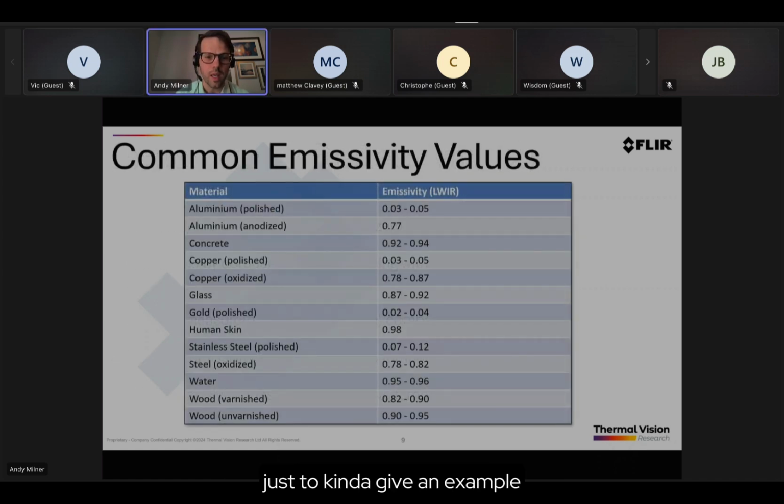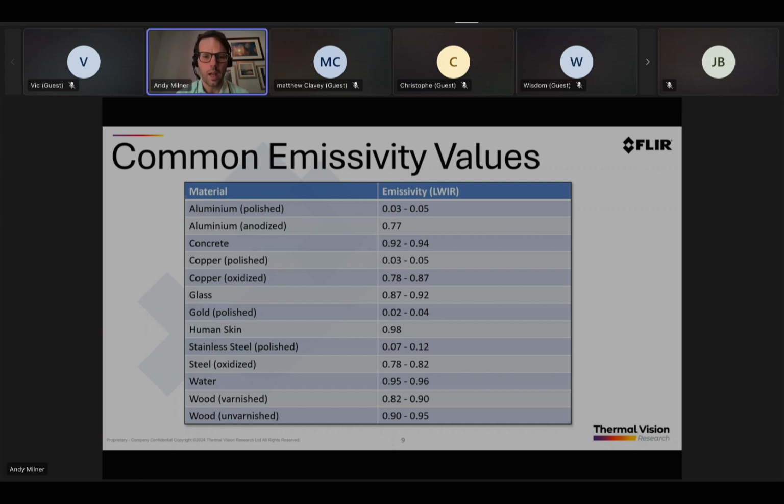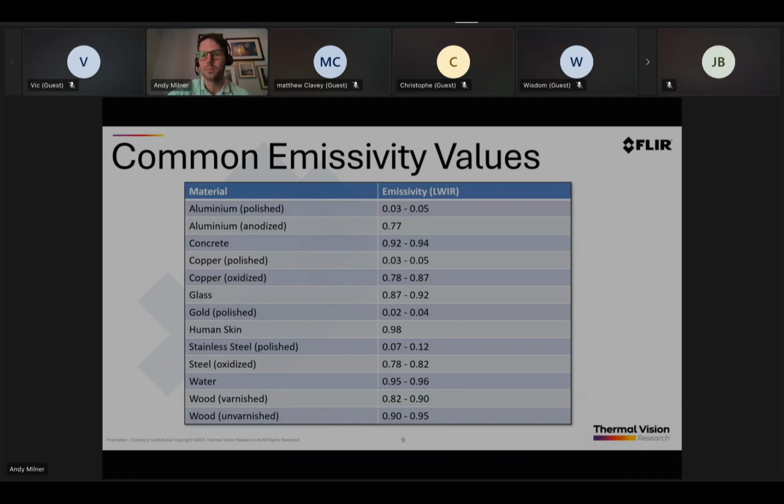Here is a table to give an example of some common emissivity values for materials, like metals. You can see polished and treated metals have very different emissivity values. So it's not the material itself, it's very much the surface property of that material. Just a disclaimer as well: this is for long wave cameras. If you have a medium wave camera, these emissivity values will change, because they don't emit across the spectrum the same. They may emit in the mid wave differently to in the long wave of the spectrum.